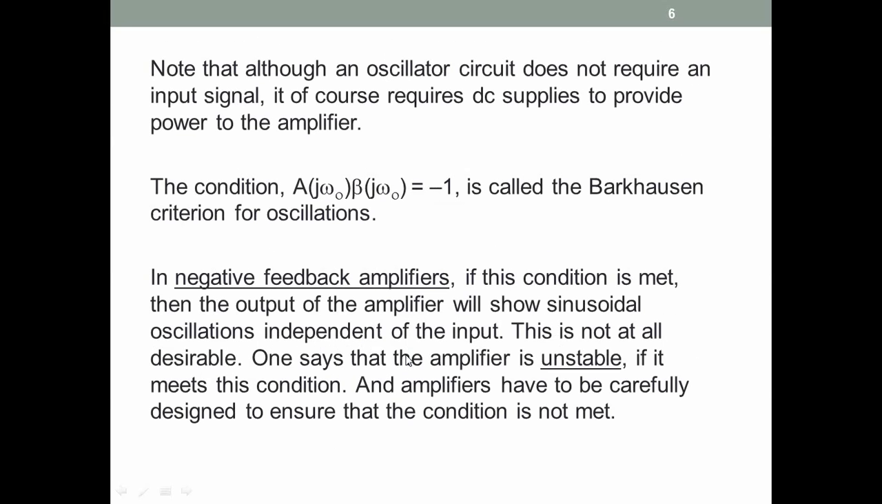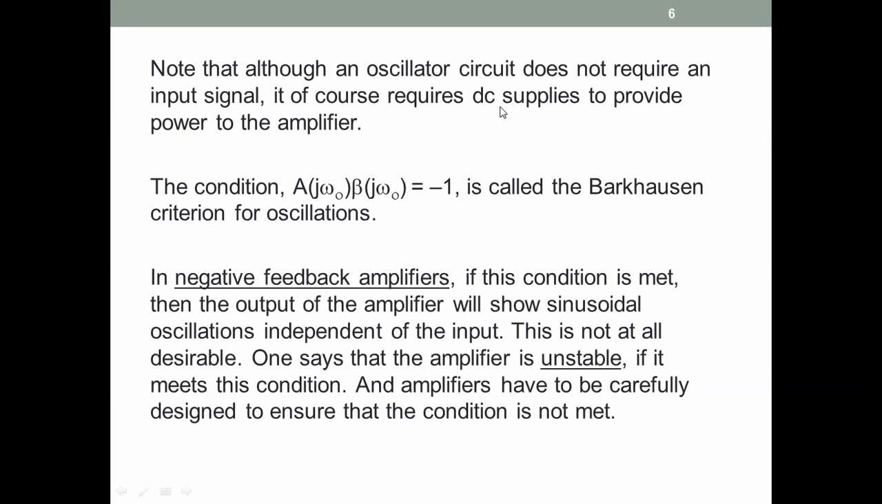Of course, one must remember that we are not applying an input, which is a signal, to this circuit, but some DC power has to be applied, because if the circuit is going to have voltages and currents flowing in it and show a sinusoidal output, obviously there has to be a source of power. But this circuit basically takes in DC power and outputs sinusoidal voltages.